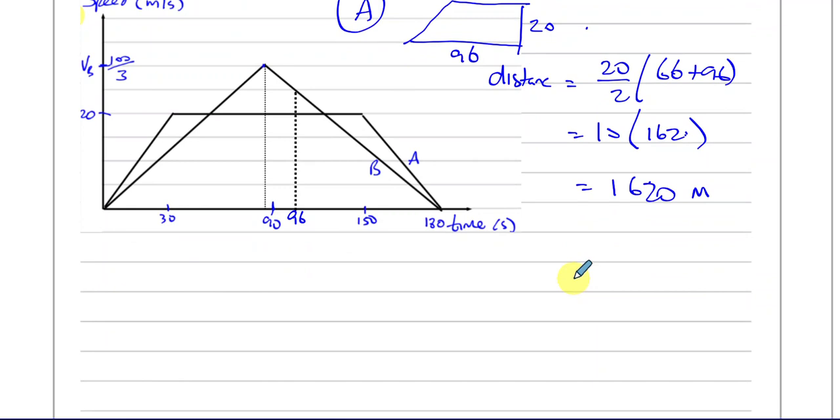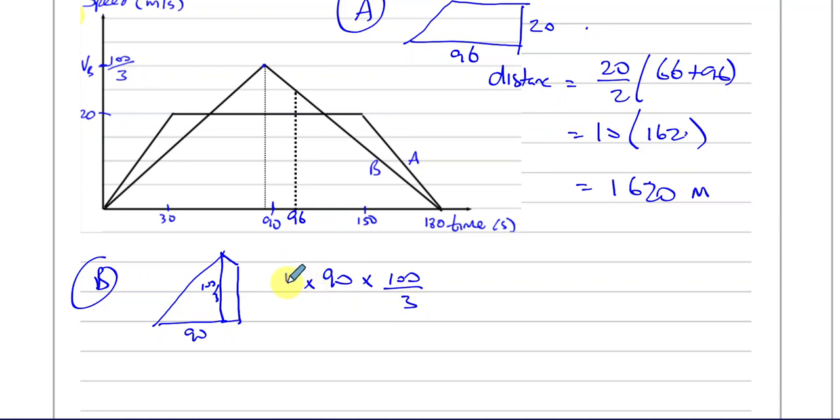Now we've got to also find for B. Now B is made up of basically this triangle shape, and you've also got this trapezium afterwards as well. Now the triangle is half the distance between the two stations. Okay, do we know the distance between the two stations? No, so we can just calculate anyway. That's 90, and that's 100 over 3. So you're going to have 90 times 100 over 3 times a half. That's a half times base times height. That's the area of this part.